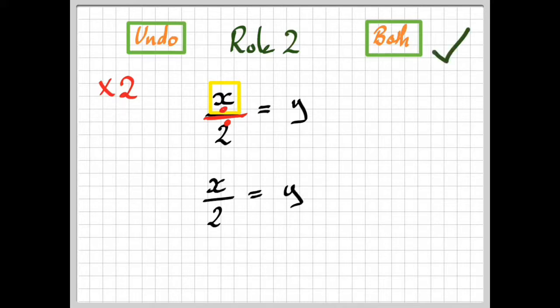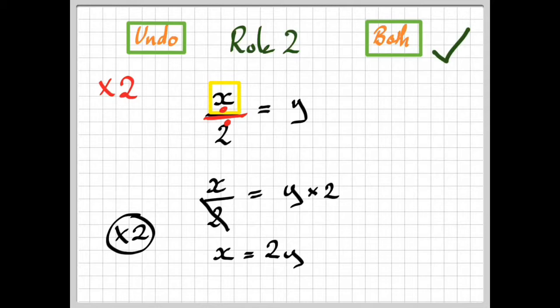Remembering I've got to do what I need to do to both sides. So I've rewritten the formula out. There's my times 2. So the times 2 just gets rid of the divide by 2. Brilliant. But I must remember to multiply the right hand side. Y times 2. I've just tidied it up there to have x equals 2y.